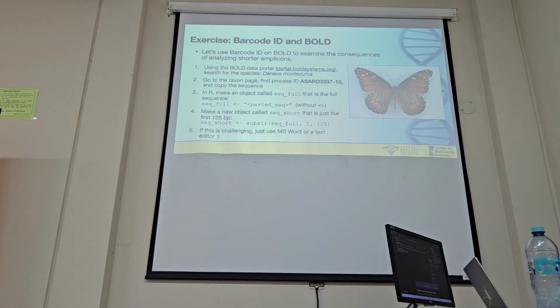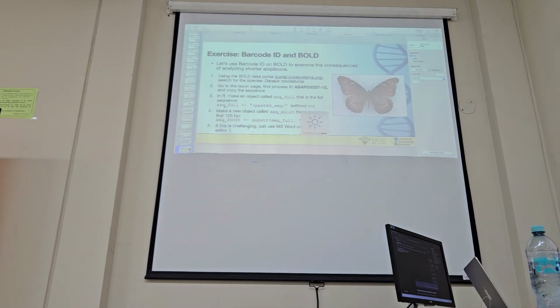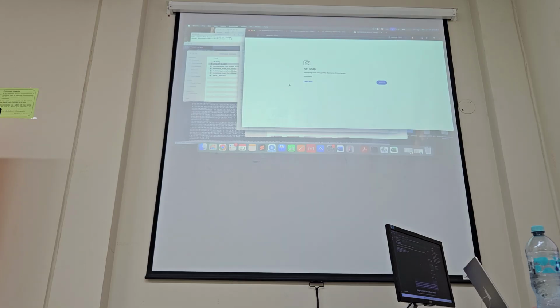So we're going to try to use BOLD and Barcode ID to examine the consequences of doing barcoding with short molecules versus long ones. For now, let me start. So don't do this, just because if BOLD is slow, then having many people use it would be not good. So let me start, and then we can try it again. So what we're going to do is we're going to use the BOLD data portal, and we're going to find a species which is in the monarch butterfly genus in Latin America, Danaus plexippus. Okay, so let's go here.